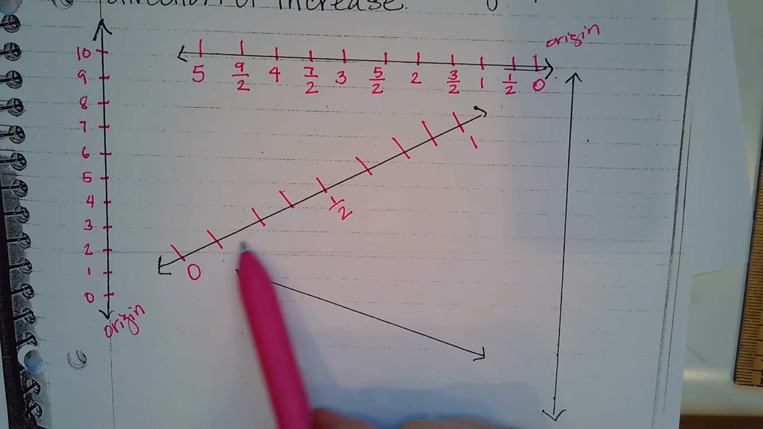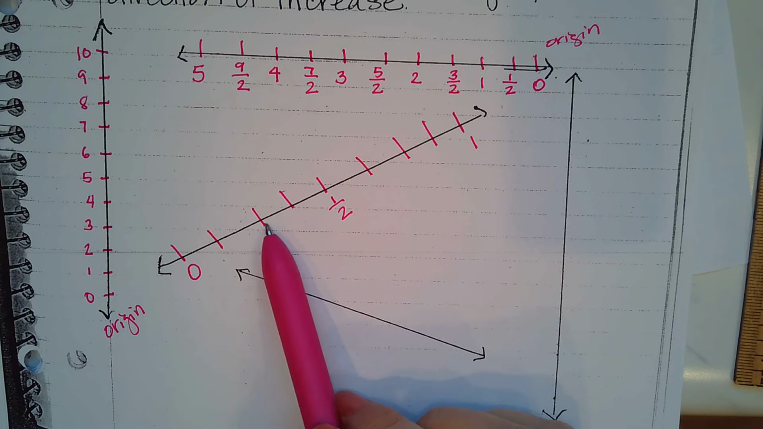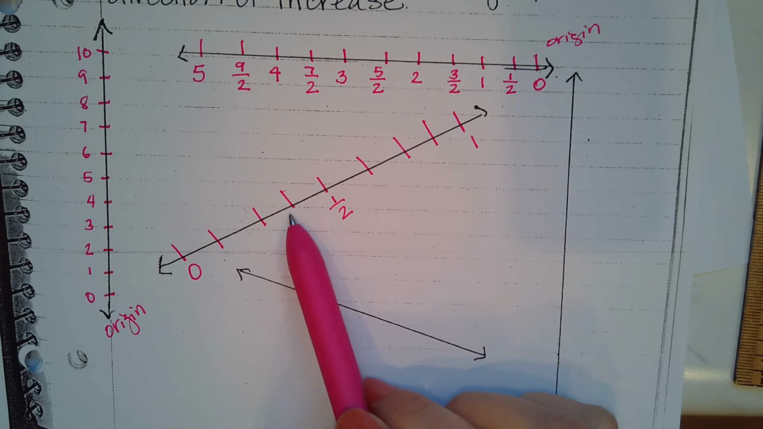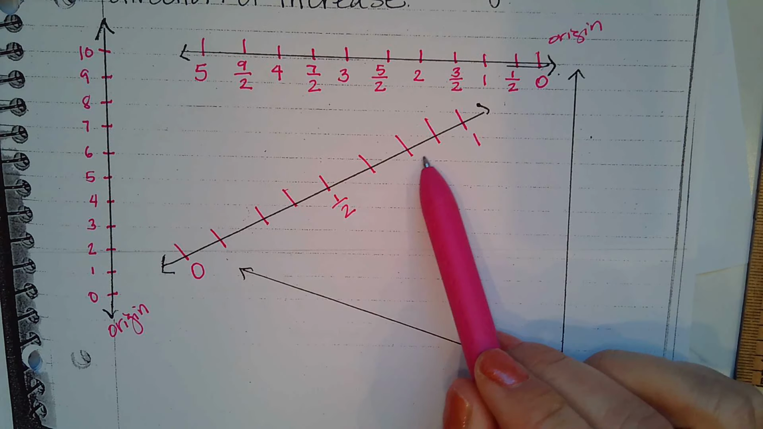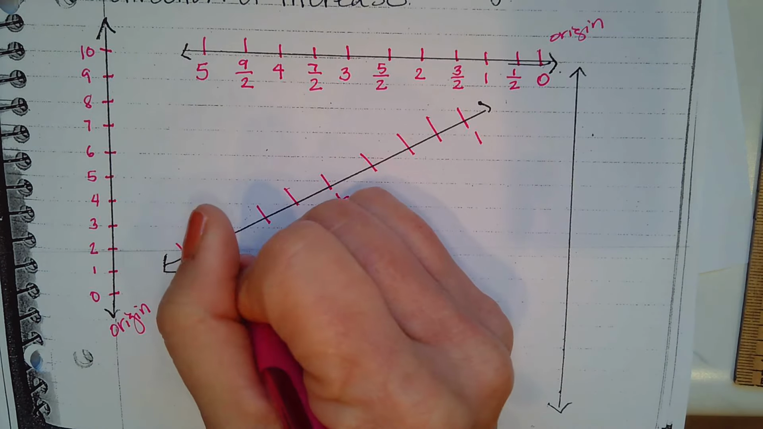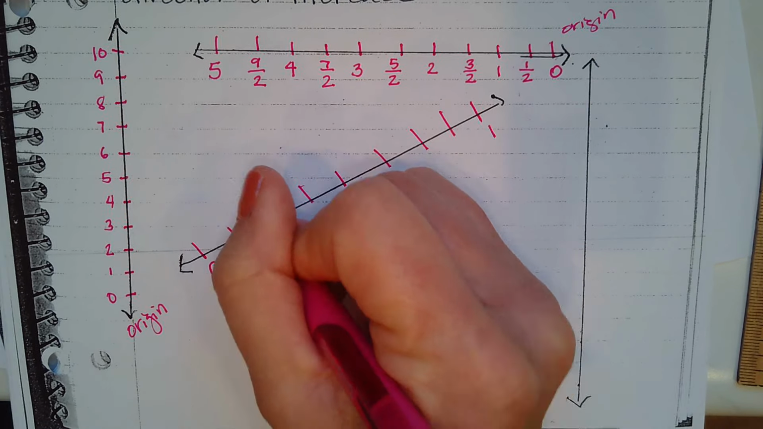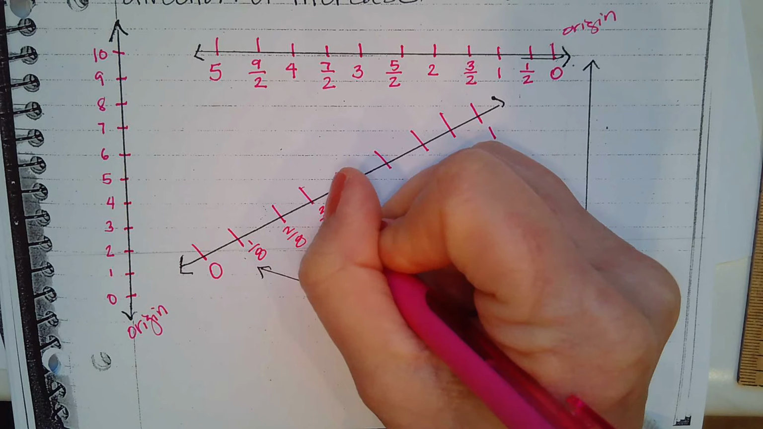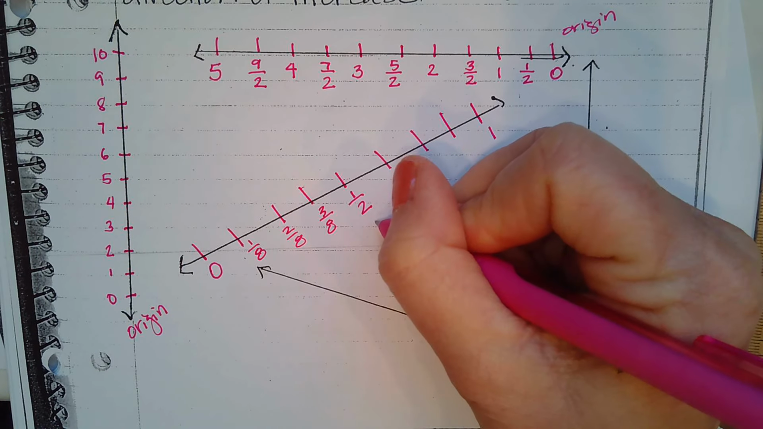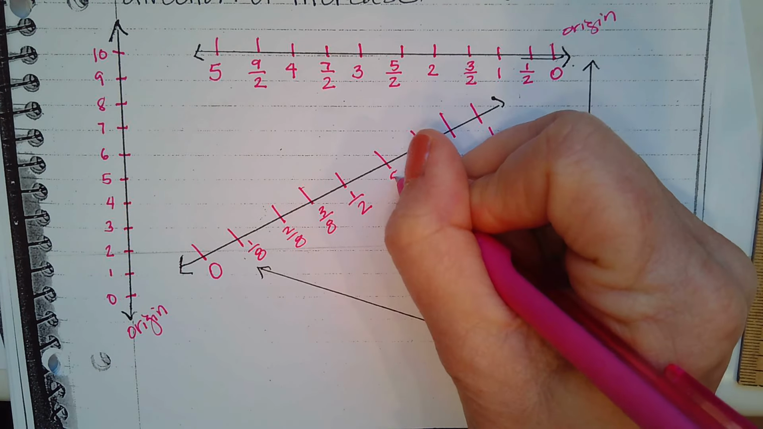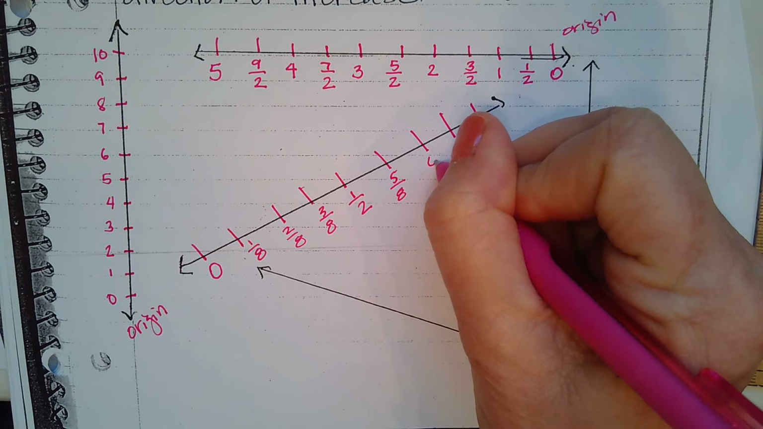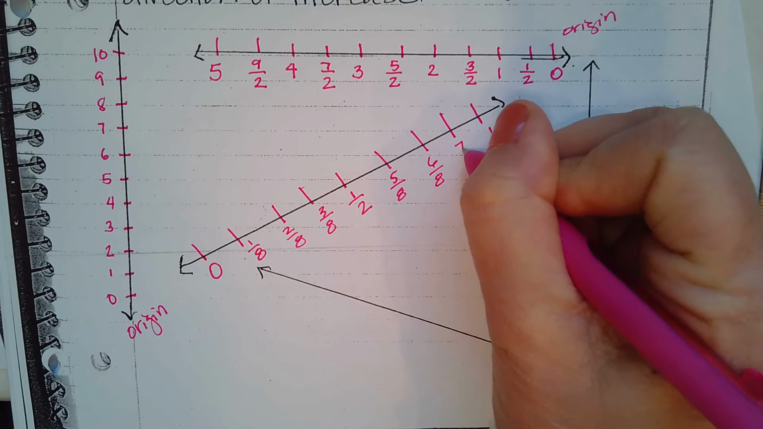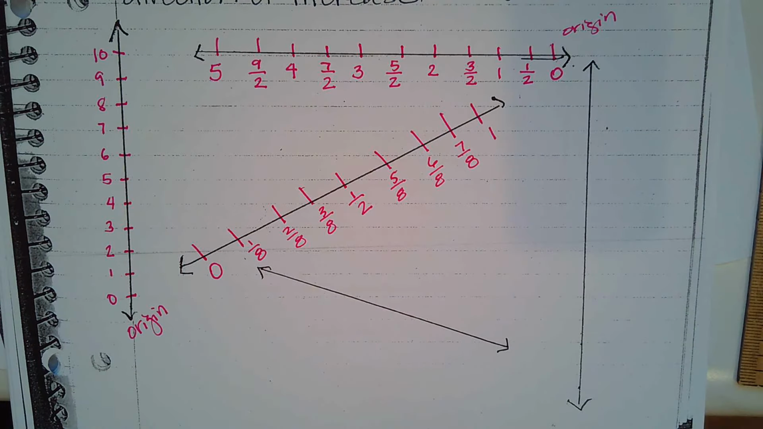No. This is broken up into eighths. 1, 2, 3, 4, 5, 6, 7, 8. So this is 1/8. This is 2/8. This is 3/8. 4/8 is a half. 5/8. 6/8. 7/8. And 1.